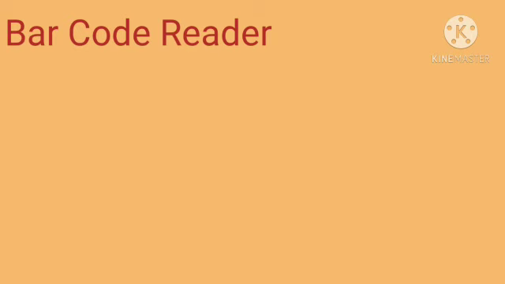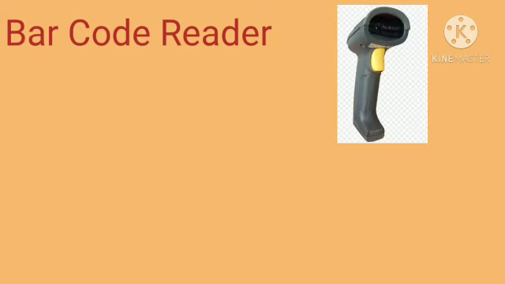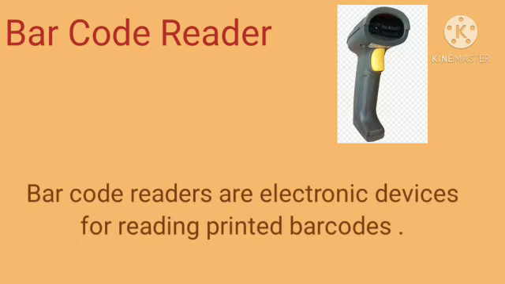Next input device is the barcode reader. Barcode readers are electronic devices for reading printed barcodes. These are optical machine-readable representations of data relating to the object to which they are attached. They define these objects. Barcode readers consist of a light source, a lens, and a light sensor that translate optical impulses into electrical ones.